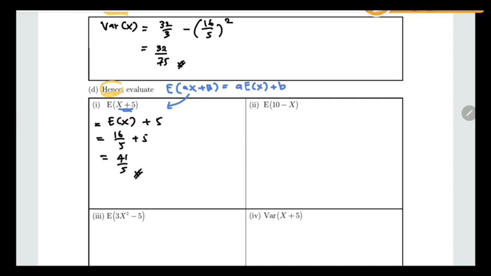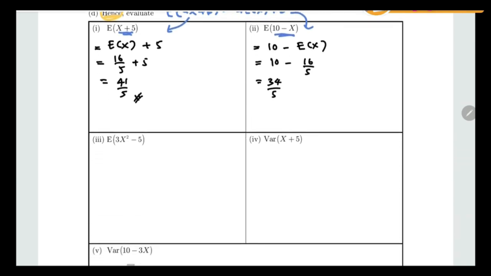For the second Roman numeral, applying the same properties. The expected value of 10 minus x equals 10 minus the expected value of x. So 10 minus the expected value of x equals 10 minus 16 over 5, which equals 34 over 5.